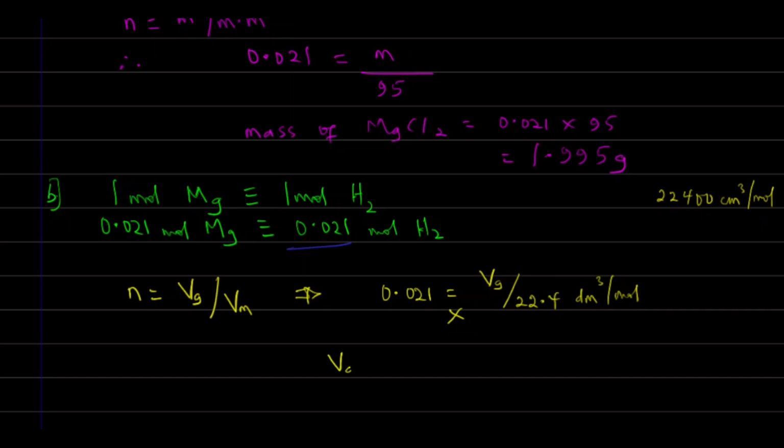Therefore, if we cross multiply, that will give us 0.021 times 22.4, which gives us 0.47 dm³ of H2 gas. So this is how we solve simple chemical reaction questions. Here we are given the mass of one of the reactants or products, and we use that to solve for the other reactants or products.